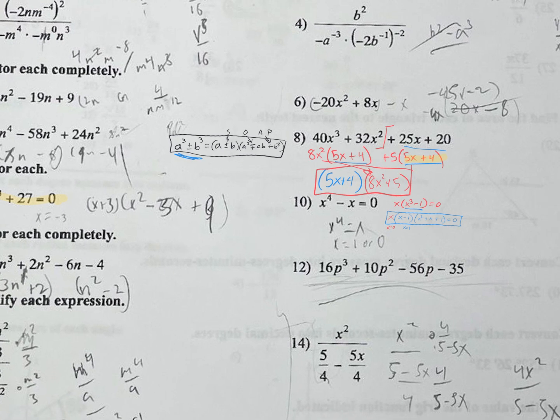What else we got here? Yeah, I think this one, this number 12, is going to be like this. We have to factor by grouping.